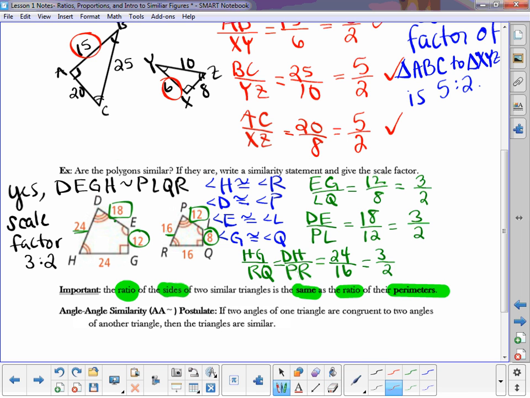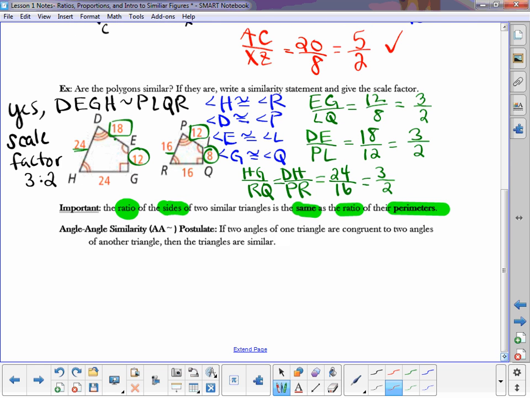And then our very last thing here says the angle similarity postulate. So this is your first shortcut to show that two triangles are similar. This is one of your postulates. And you can rewrite this. A little squiggle means similarity. If two angles of one triangle are congruent to two angles of another triangle, then the triangles are similar.